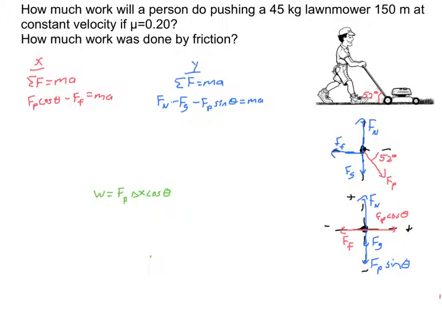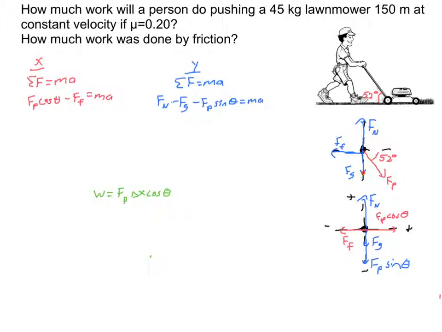Now, work, if you remember, is force of push, or the force you're applying, the force that's trying to do the work, times the displacement that force causes, the displacement of the object, cosine theta. And so if you look at this, I know delta x, 150 meters. I know theta, he was pushing at an angle of 52 degrees. The problem is I don't know the force of push. So to figure out the force of push, I go through a simple Newton's second law problem.